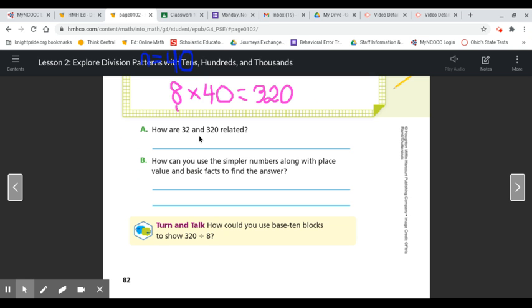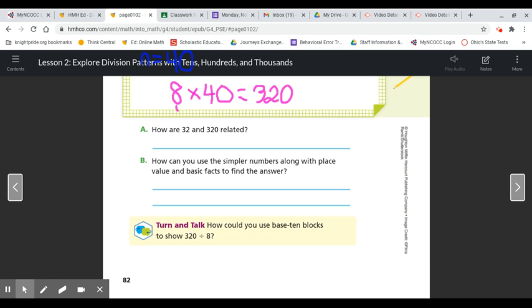Okay, so I want you to think through questions A and B down below. How are 32 and 320 related? Okay, if you think about it, 320 could be renamed as 32 tens. Think back to when we were renaming numbers in our first chapter. 320 is 32 tens. So 320 equals 32 tens.